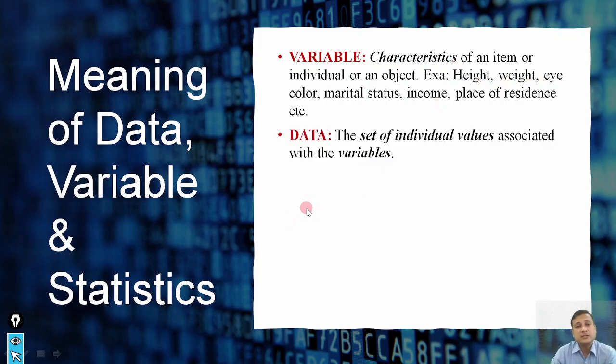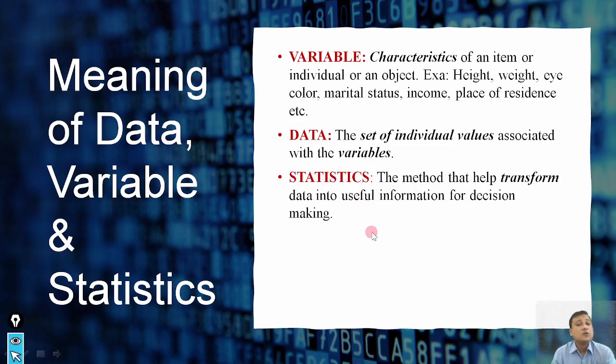Now, if I go to the meaning of data, what is data? Data is the set of individual values associated with the variables. So coexistence of many variables leads to the data. That's the meaning of data. And finally, what is statistics? Statistics is the method that helps transform data into useful information for decision making. So transforming data into useful information, that is the function of statistics.